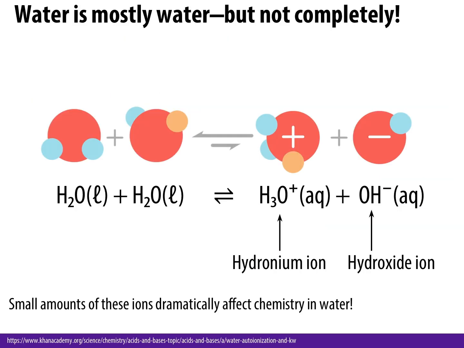The starting point for chemical equilibrium is the idea that even water, when it's as pure as you can possibly get it, has small amounts of these two ions, H3O+ hydronium and OH- hydroxide. Small amounts of these ions in water have dramatic effects on the chemistry in water. The taste of a product, the rates of many different reactions, the particular configuration of molecules in your body, all governed by even very small concentrations of these two ions.